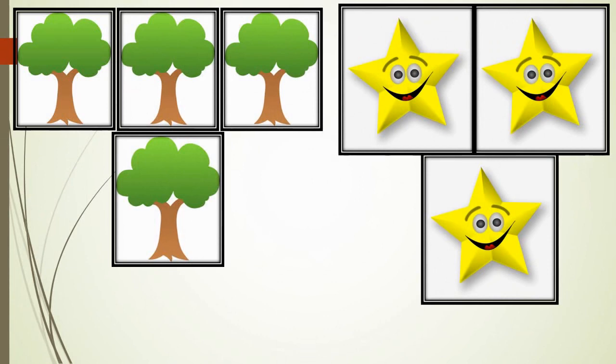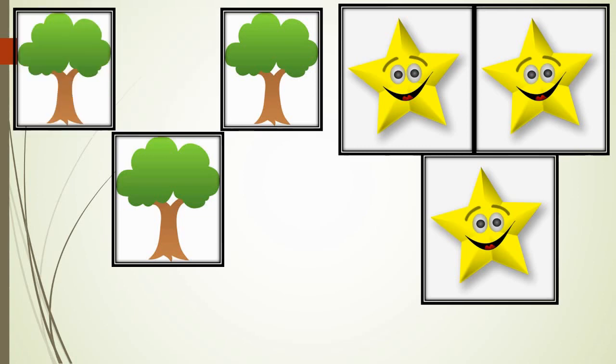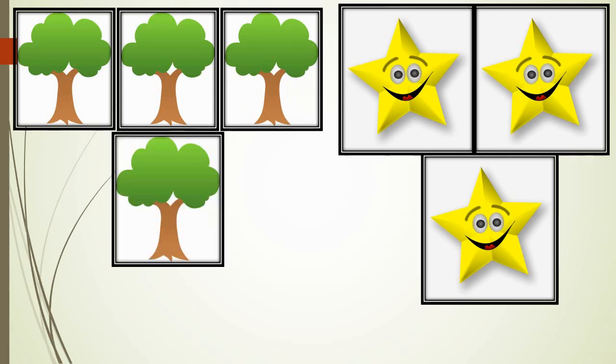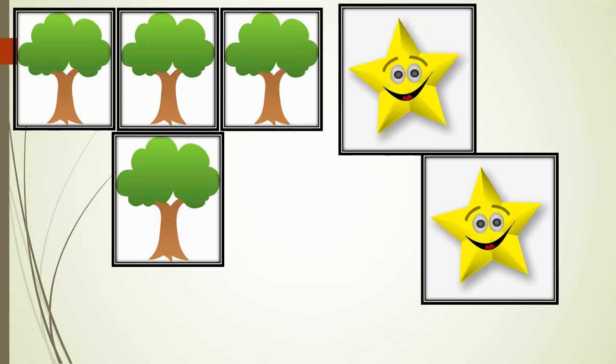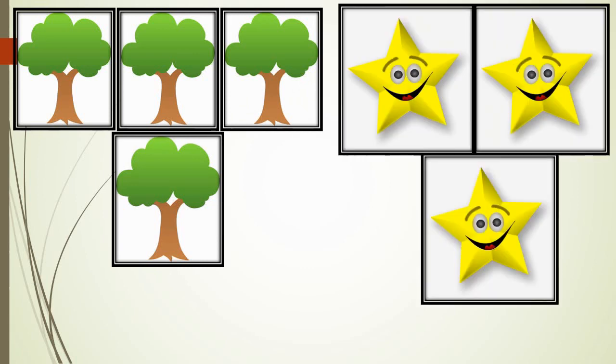Look at this example. One side picture of trees and other side picture of stars. Let's count how many trees here. 1, 2, 3, 4. Let's count how many stars here. 1, 2, 3. There are 4 trees and 3 stars here. It means the number of trees and the number of stars are unequal. So we cannot put equal sign here.